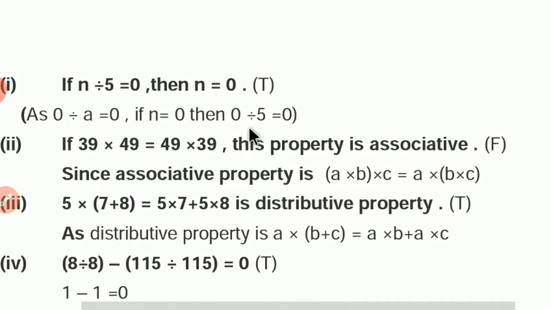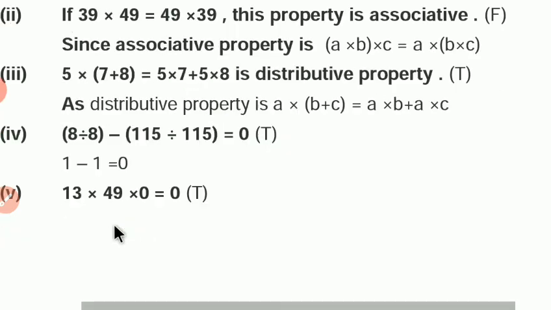Second one, 39 into 49 is equal to 49 into 39, this property is associative. It is false, as we know that the associative property is a into b into c is equal to a into bracket b into c. This property, a into b is equal to b into a, is the commutative property, not associative. So the answer is false. Third one, 5 into 7 plus 8 is 5 into 7 plus 5 into 8, is the distributive property. It is true, as we know the distributive property is a into b plus c is a into b plus a into c.